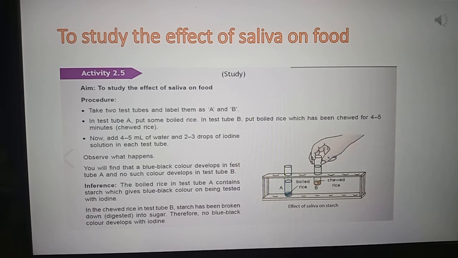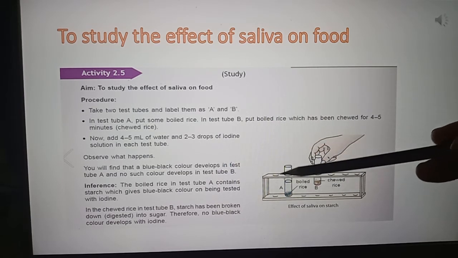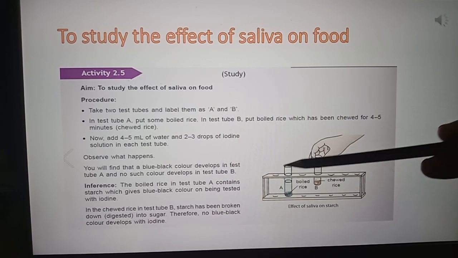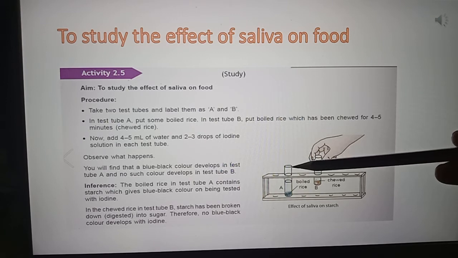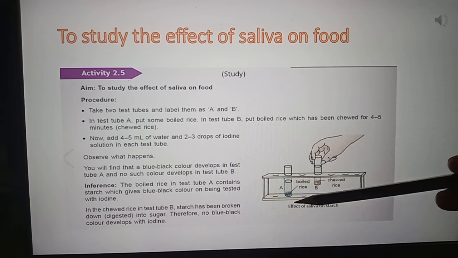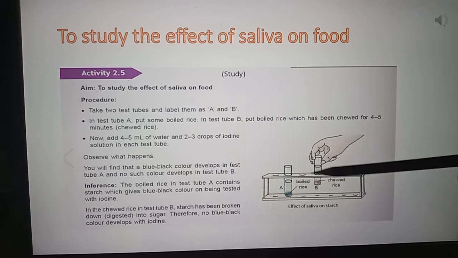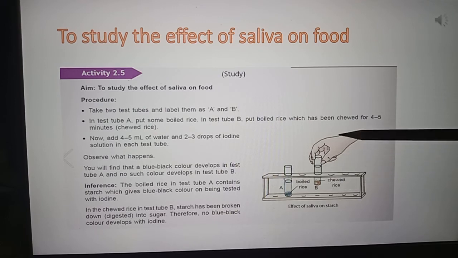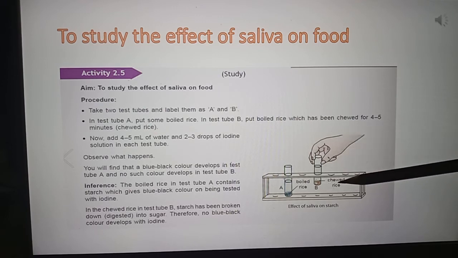Now what is your observation? What will you observe? You will observe that in your first test tube, that is the test tube A, blue-black coloration appears. In test tube A, you will be finding blue-black color. Whereas in test tube B, there is no such color change.